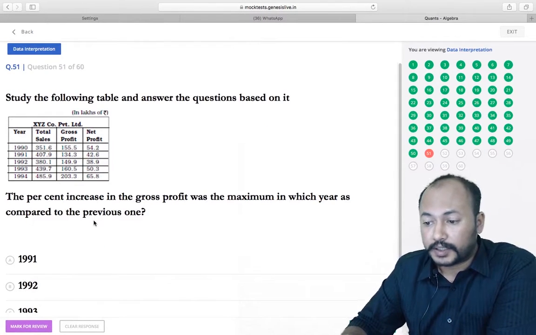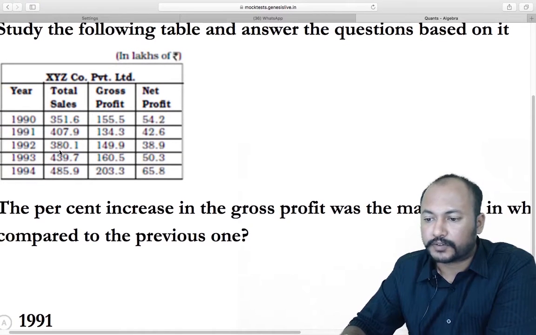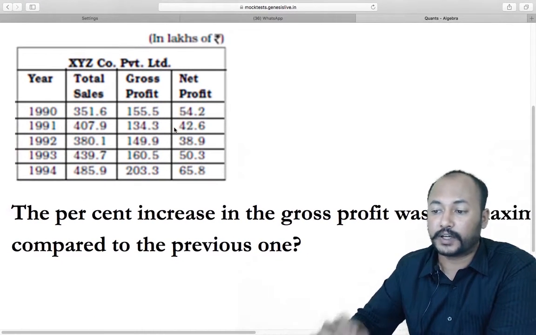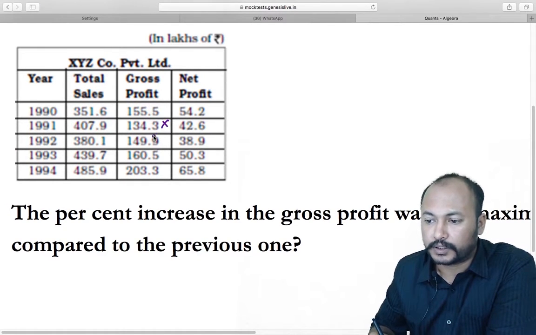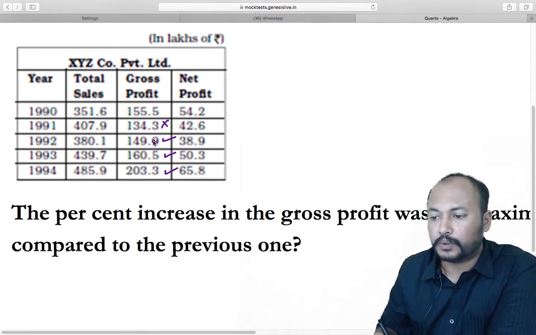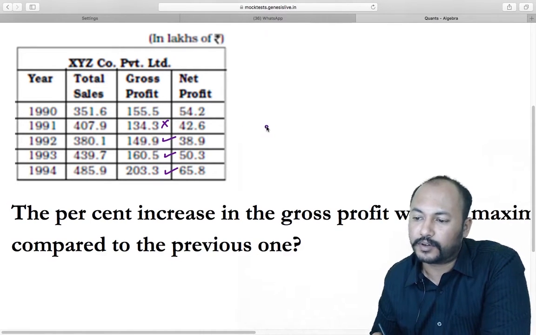Question 51. The percent increase in the gross profit was maximum in which year as compared to the previous year? Gross profit, a bit of calculation, but let's first find out which are the years wherein there's an increase compared to the previous. In 91, it has reduced. 92, it has increased. 93 has increased. 94 has increased. So we'll have to compare these three now. Let's check for 92 first. Yeah, 92, it is 15 approximately. Now we'll have to be really accurate, right? Because this difference is around 21. It is gradually increasing. This difference is okay.